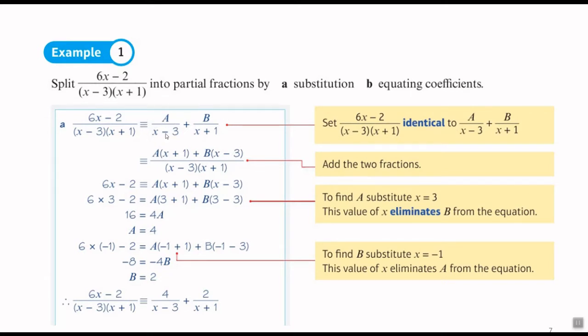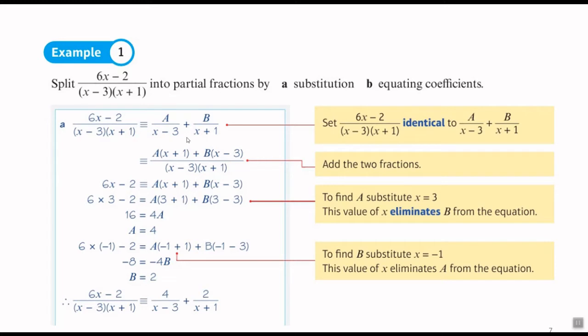So what do you have to do? This is an algebraic fraction, and this is an algebraic fraction, so you need to add two algebraic fractions. Then you need to take the common denominator. You need to find the LCM. What is the common denominator here? (x - 3)(x + 1).